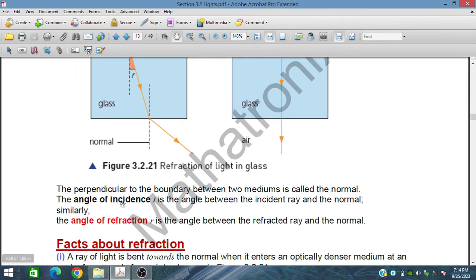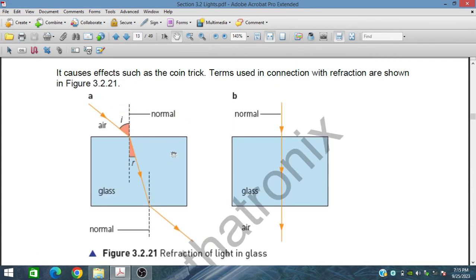The perpendicular to the boundary between two mediums is called the normal. The angle of incidence I is the angle between the incident ray and the normal. Similarly, the angle of refraction is the angle between the refracted ray and the normal. So this is the angle of incidence between the normal and the incident ray, this is the normal, and this is the refracted ray. So this angle is called the refracted angle, and this is the incident angle. Angle of incidence, angle of refraction.